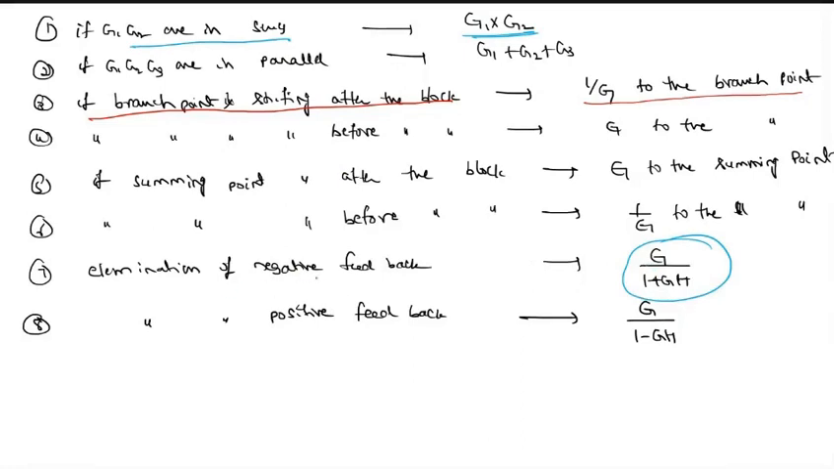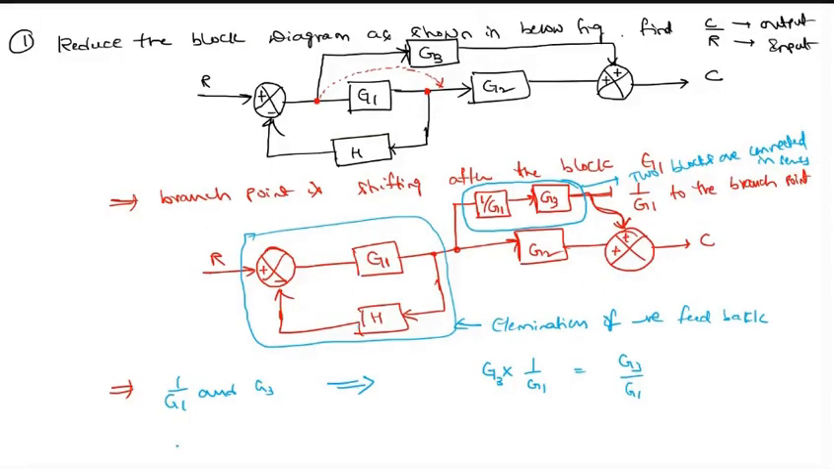Okay, for the elimination of negative feedback, the formula is G by 1 plus GH. So like that, the negative feedback can be eliminated, and the elimination of negative feedback will be given as G1 by 1 plus G1 into H. So instead of this block, I'm going to write G1 by 1 plus G1 into H. Instead of this, I'm going to write G3 by G1.